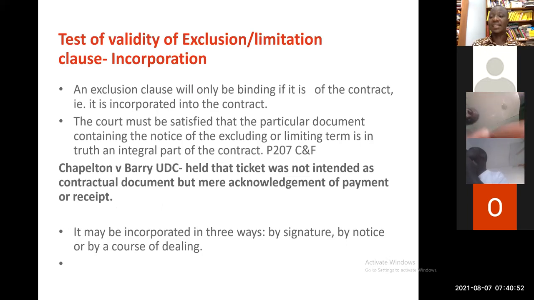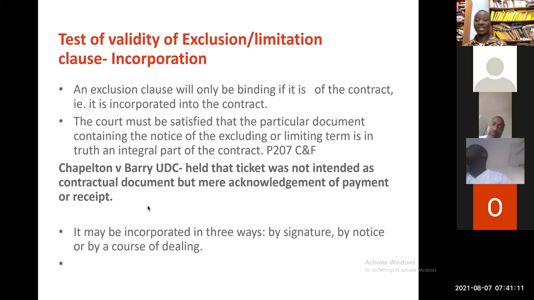Now, how do we prove that an exemption clause or limitation clause has been incorporated into the contract? If it has not been incorporated, it is not binding because it doesn't form part of the contract. For that matter, it should not be introduced after the contract. It should be introduced at the time of the contract. That is why the well-known case of Chapelton v Barry UDC is quite instructive, where the man got a deck chair, and the chairs were actually run by the local council. Having obtained the chair, he was given a ticket, and the ticket in front said to see the back.